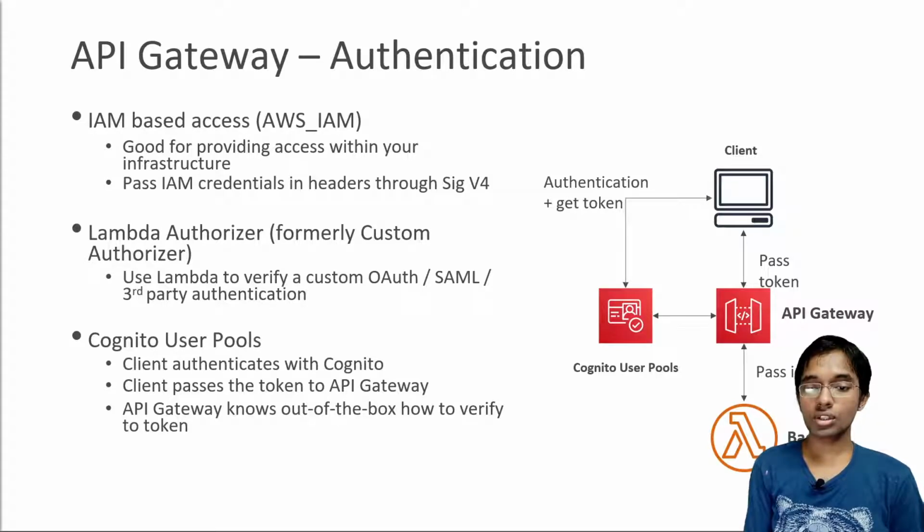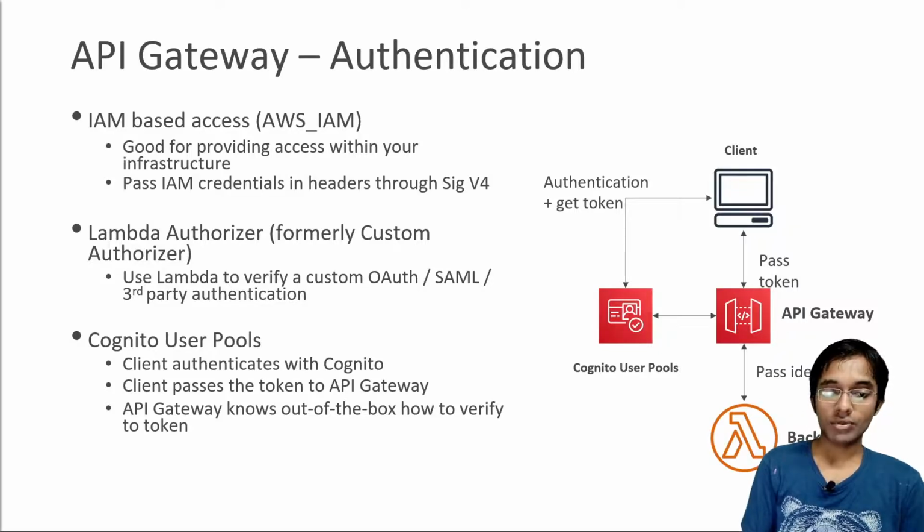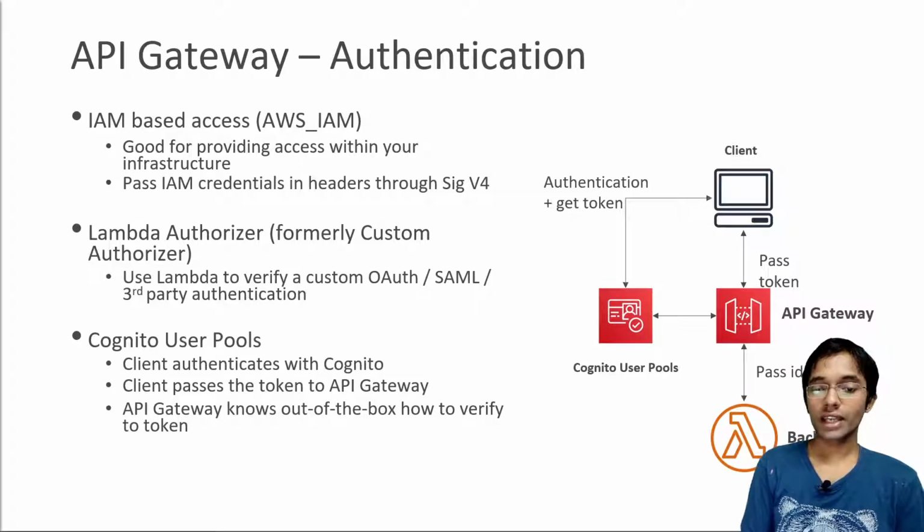Or we can use the deep integration with the Cognito user pool, in which case the client has to authenticate with Cognito, and the client will pass in the authentication token to the API gateway, and the API gateway knows out of the box how to verify that token. So what it looks like is the client connecting to the Cognito user pool and authenticating, and then getting a token back, it passes the token to the API gateway, and the API gateway can verify that token with the Cognito user pool. Then if it does, it can invoke your Lambda function.